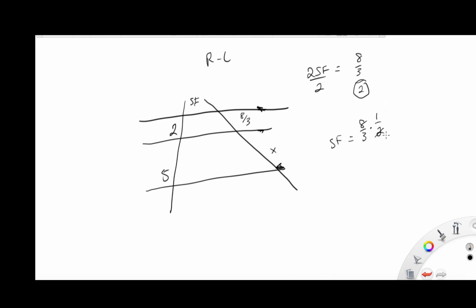So I can cancel out here. I could say 1, and I could say 2 divided into 8 is how many? Well, it equals 4, because 2 times 4. So 4 over 3 is my scale factor. Now, what does that mean? That means I can apply it to this x. In other words, I can say that 5 times my scale factor, which I determined was 4 over 3, is equal to the value of x.